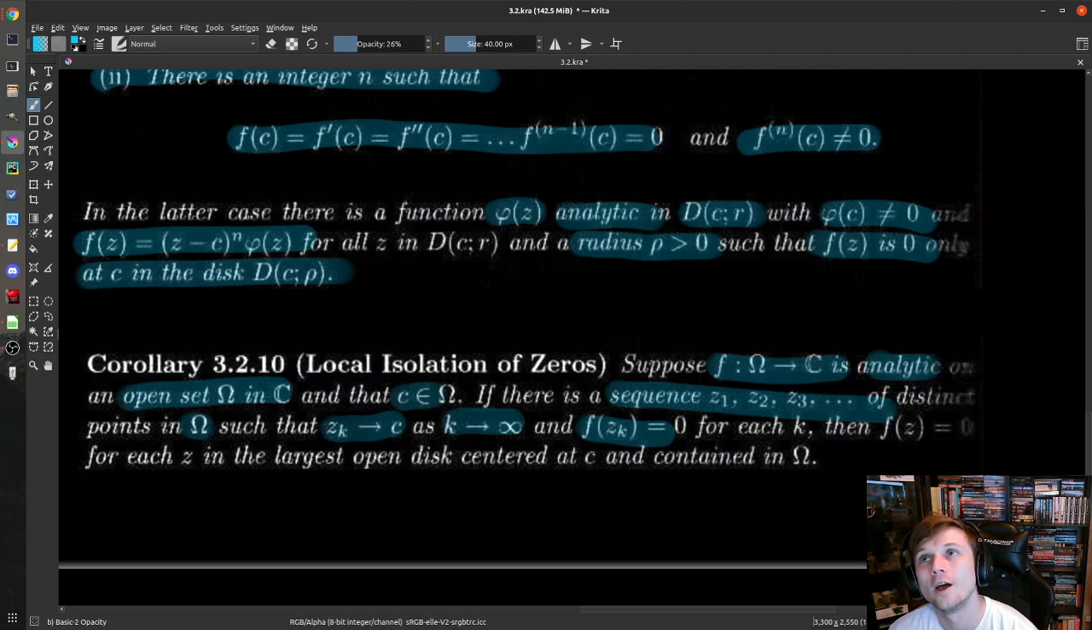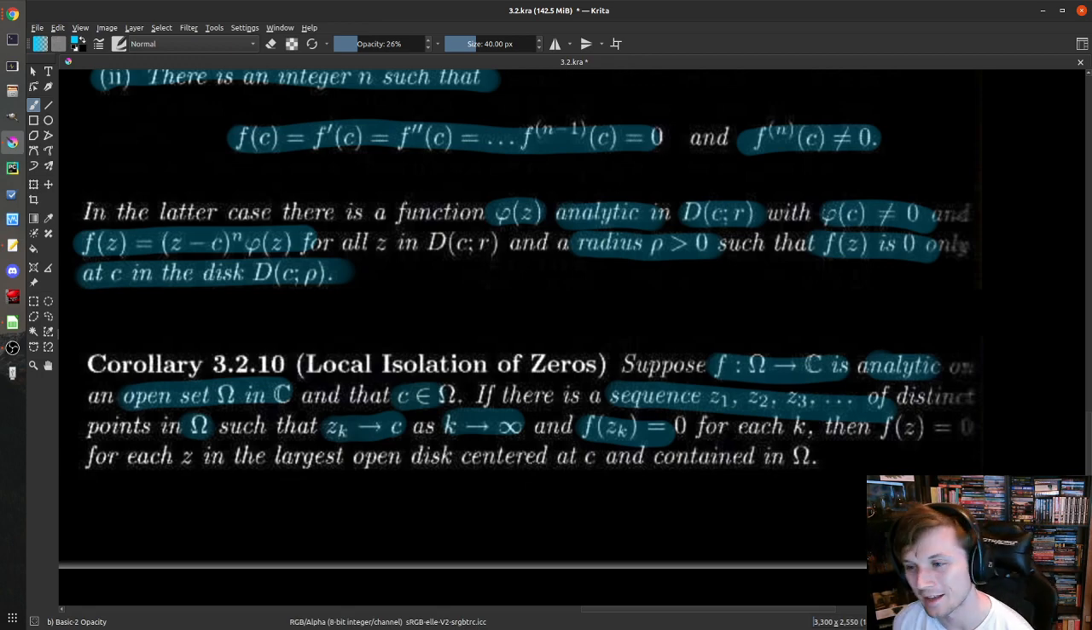Huh. That's nuts. That's kind of cool. That is a wild thing. If you find a sequence of points, not even something continuous, just these little dots going towards a point, and an analytic function is 0 on all of those points, then it is 0 on an entire open set. That is a crazy local to global kind of thing.